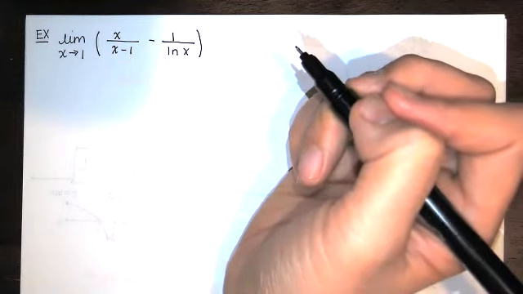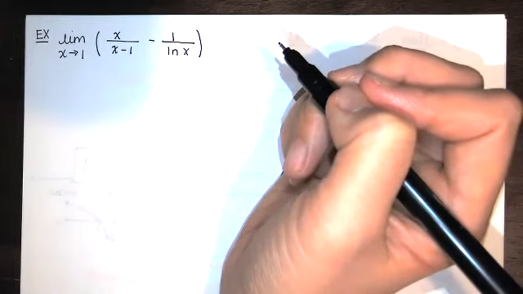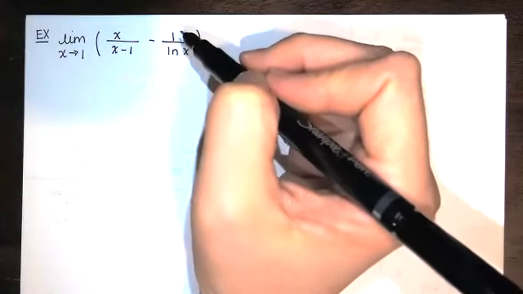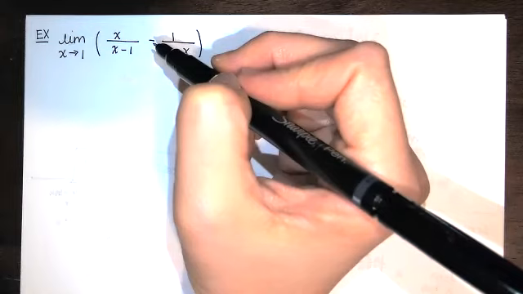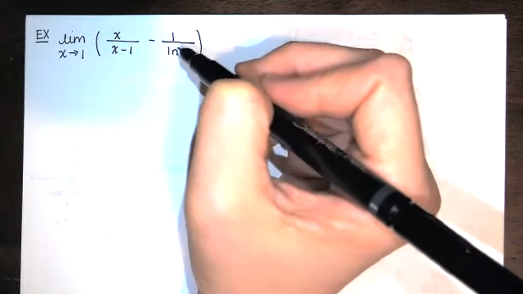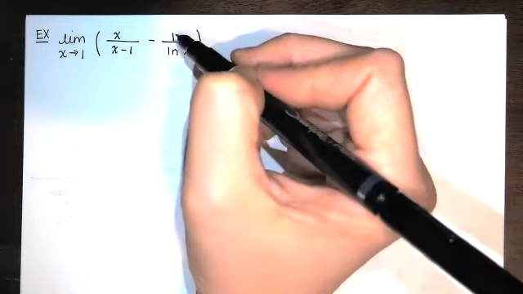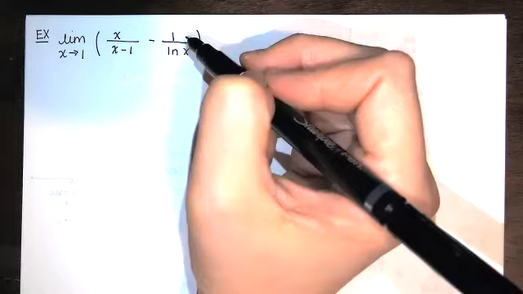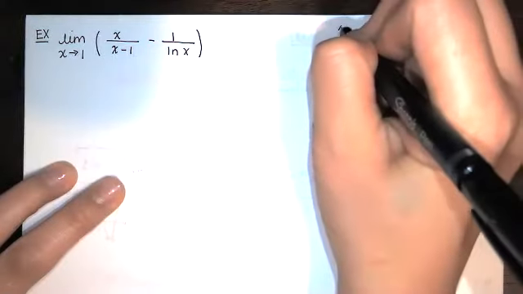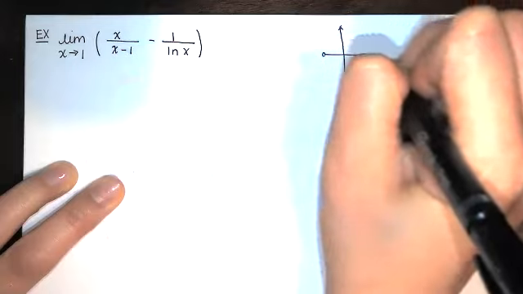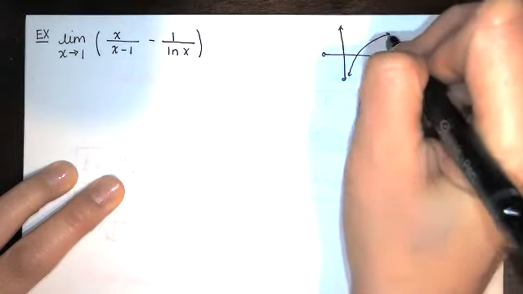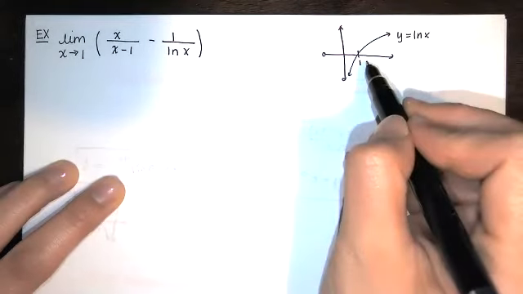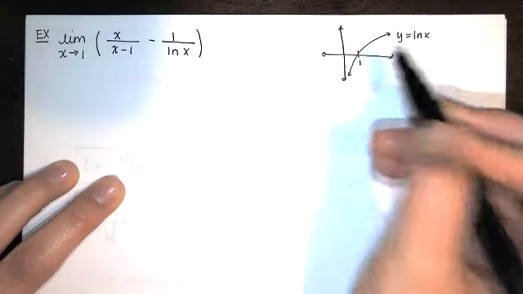Okay. Let's think about if this is even indeterminate. Okay. So x is approaching 1. That means I've got a negative 1 over a natural log of 1 here. So that's a 1 over 0. So that's either going to be positive infinity or negative infinity. Let's look at the graph of natural log of x again. Y equals natural log of x looks like that. As x approaches 1, the y values on that graph approach 0.